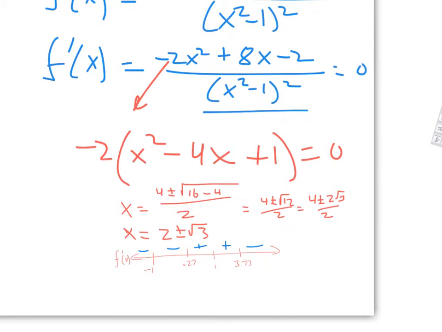We know that our -1 and our 1, those are going to be asymptotes there, okay? And this guy is going to be going down, going to be going up here. So there's going to be a minimum there. And this one's going to be going up because it's positive, and down. So that makes this a max.